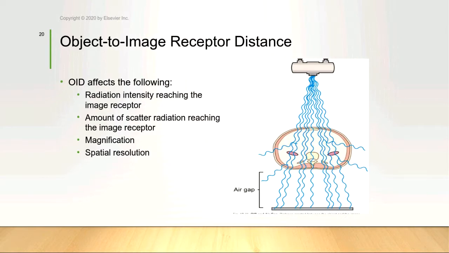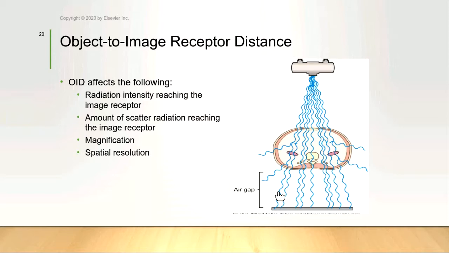Our other distance that plays a part also with distortion and resolution is our OID. Okay, and OID affects the radiation intensity or quantity that reaches the IR. It affects the amount of scatter that reaches the image receptor, because realize that when there's an increase in OID, these scattered photons have a chance to miss the image receptor. And if they miss the image receptor, then we don't get that radiation fog on our image, which is a good thing.